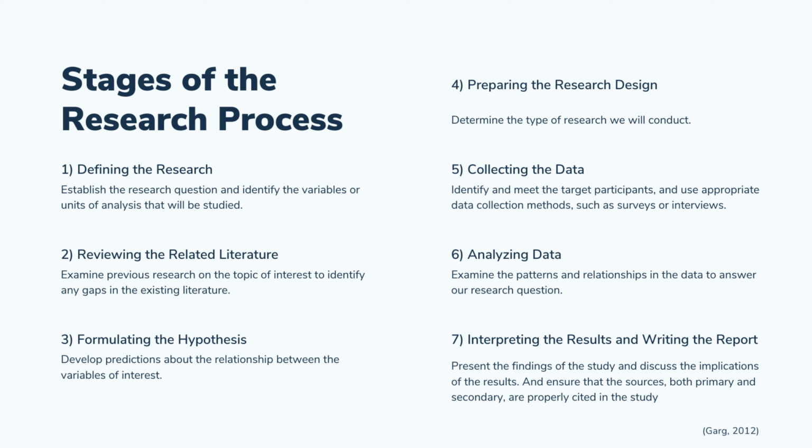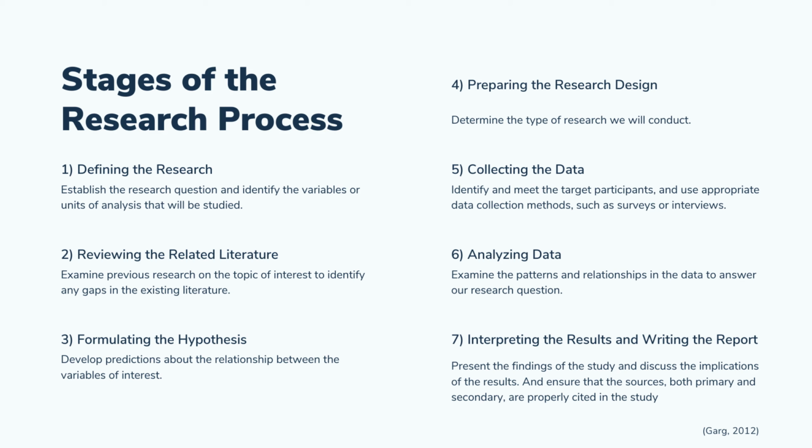Also, in this stage, we would decide on the criteria for selecting a sample from the population. For example, if our study population is adolescents, we would need to decide on the age range and other demographic characteristics of the participants. Remember that the type of research design selected will depend on the research question, the resources available, and the specific strengths and weaknesses of each research method.